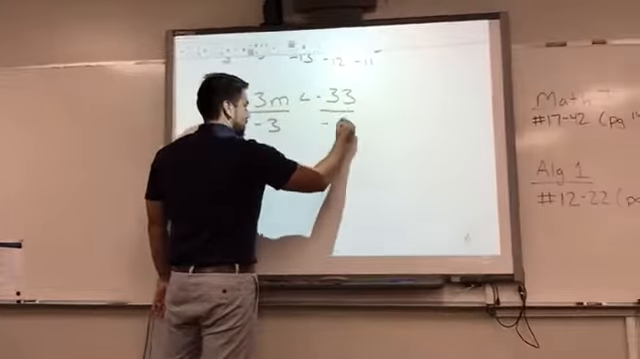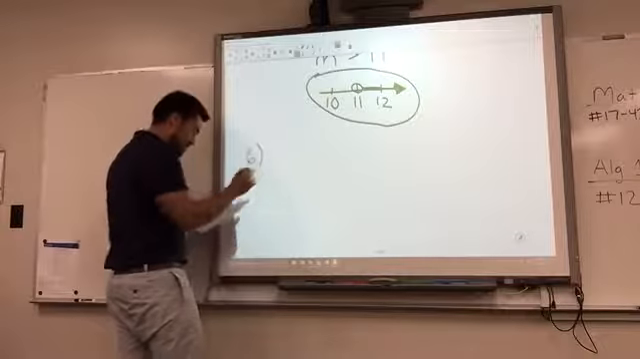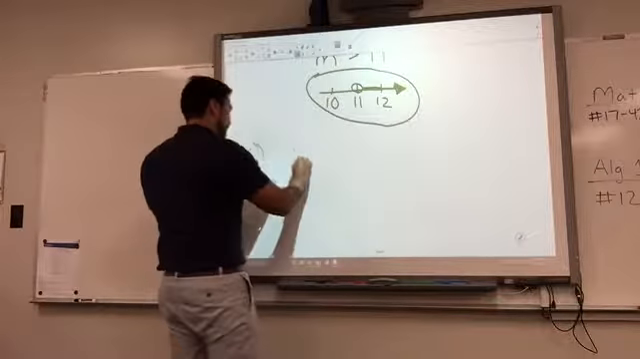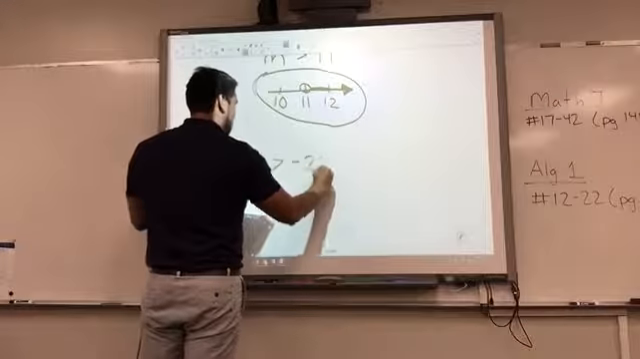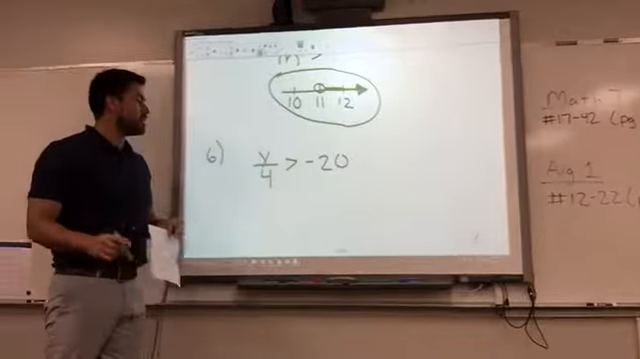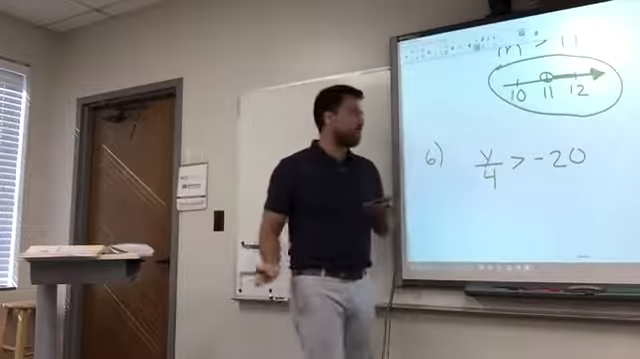Okay, ready for a trick one, guys? I got you here. If you can do this one, guys, you are set. Number 6 on the same page. I hope you get this, guys. I really do. I hope you're paying attention. And yes, it's tricky for a reason, and I'm glad we're going to go over it. So y divided by 4 is greater than -20. I'll give you a few moments to do that.